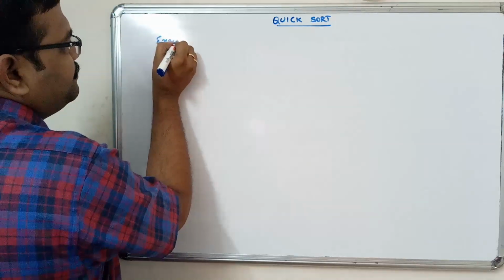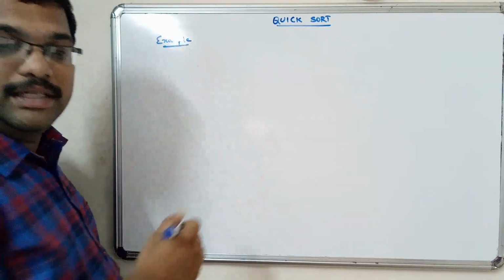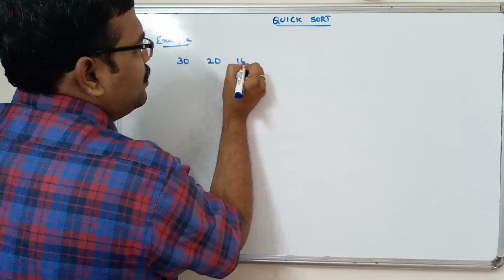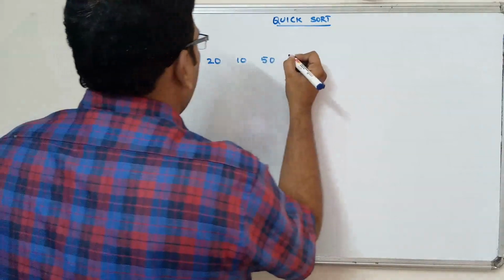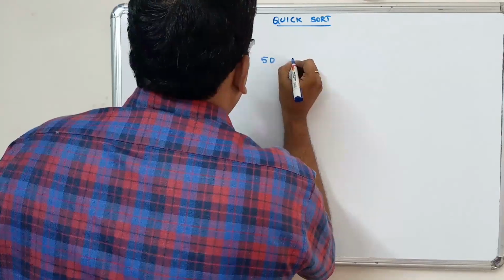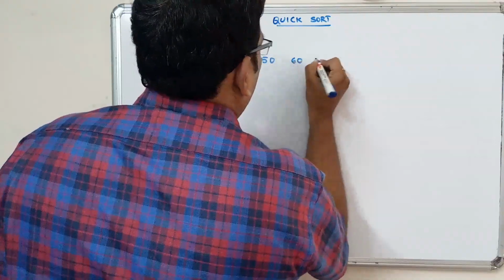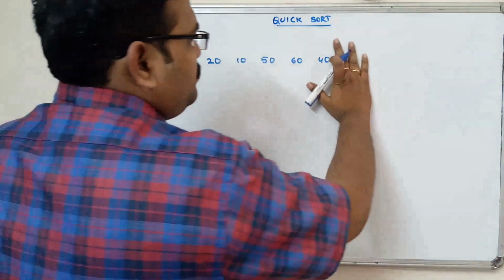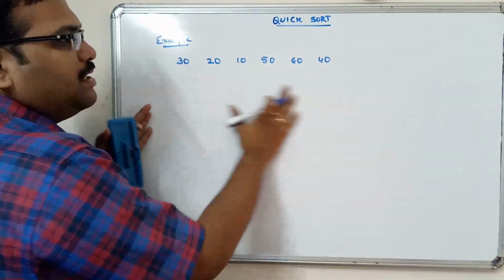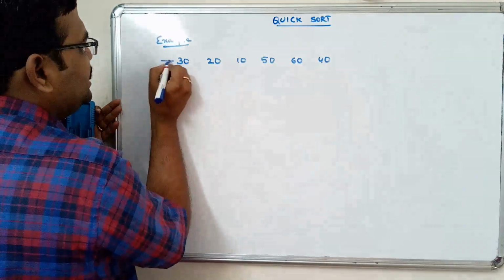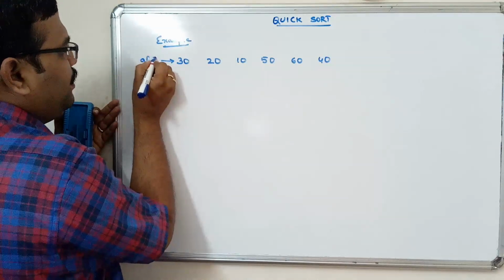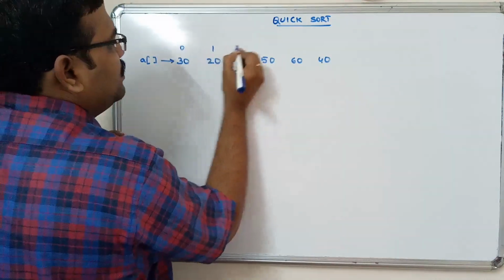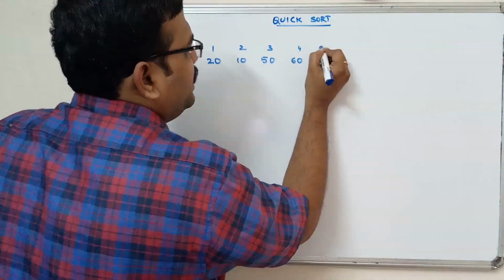Example. Let us take some elements. Consider these elements. So these are the elements of an array. These are the array elements. These are the indexes.